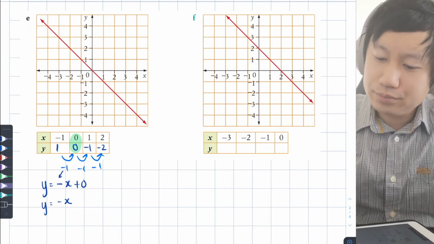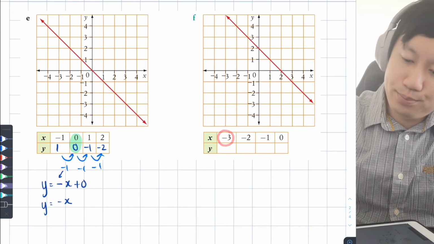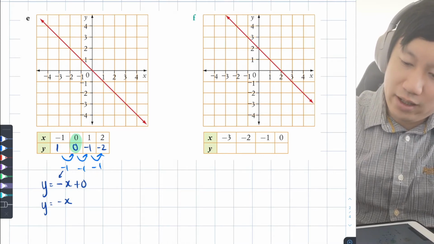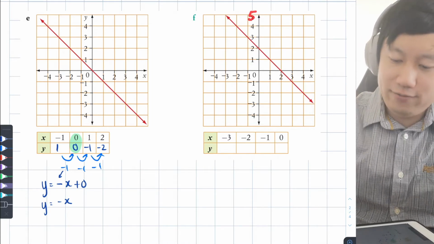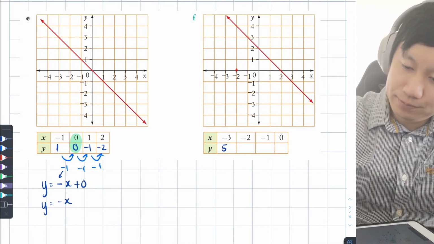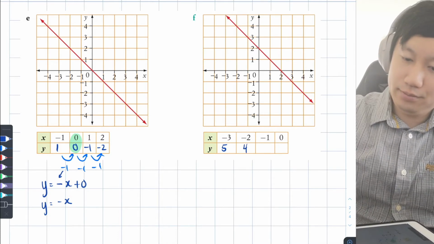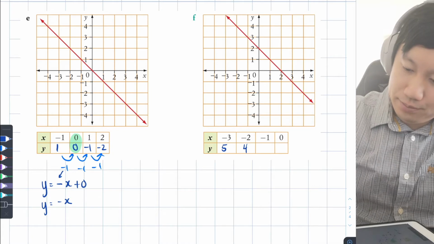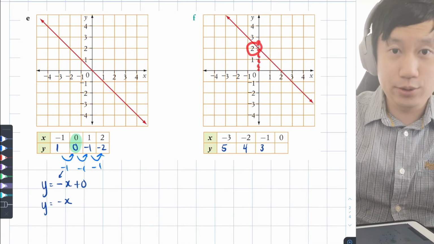All right, let's have a look at f. When x is -3, what y value do we get? We get, oh, that is a number that's not written, but that should be 5. And then when x equals -2, you can see that y is 4. When x is -1, y is 3. And when x is 0, y is 2.